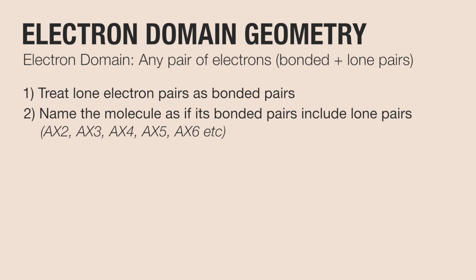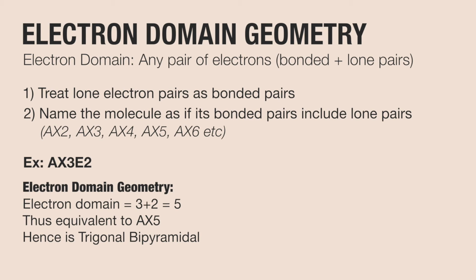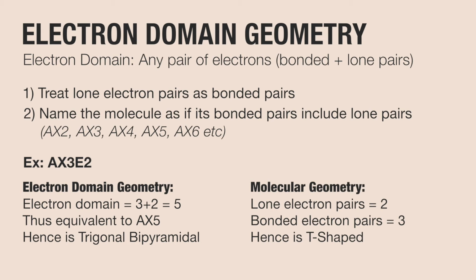For example, AX3E2 has 2 unbonded electron pairs and 3 bonded electron pairs, so its electron geometry would be 5 bonded electron pairs, or AX5, and would thus be called trigonal bipyramid. However, its molecular geometry is still T-shaped, and we mostly still refer to AX3E2 by its molecular geometry instead of its electron domain geometry.